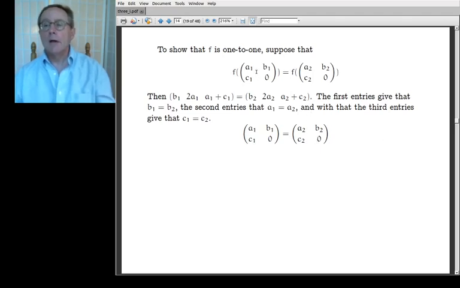Okay, here we go. F of the first equals f of the second. Well, what's f of the first? F of the first is you take the upper right and put it first. You take the upper left and double it, put it second. You take upper left plus lower left, add them, put it third. Likewise over here. Well, let's see. Now I have 2 row vectors. b1 equals b2 is an obvious conclusion. If 2a1 equals 2a2, then a1 equals a2 is an obvious conclusion. Knowing that a1 equals a2, a1 plus c1 equals a2 plus c2 gives you that c1 equals c2, and you're done.